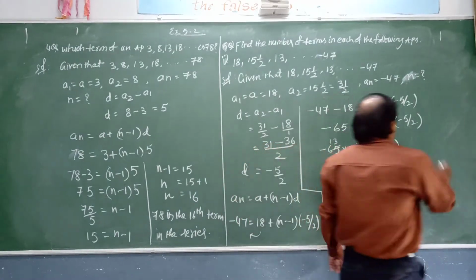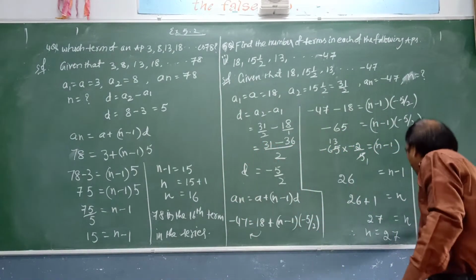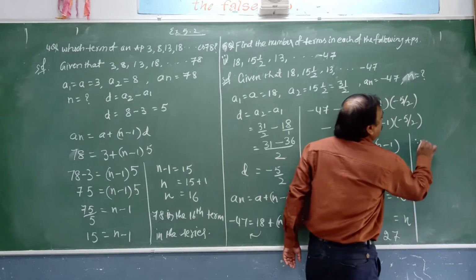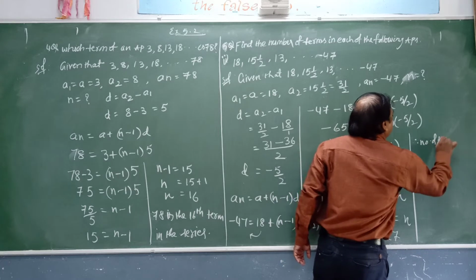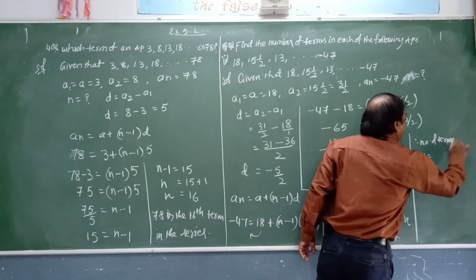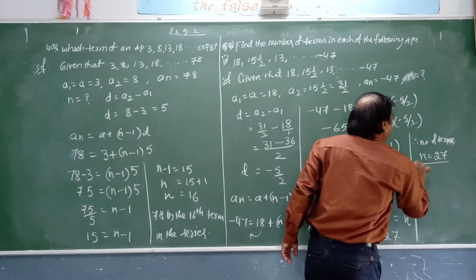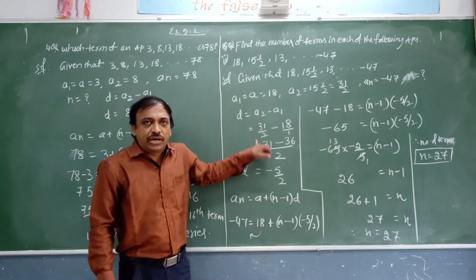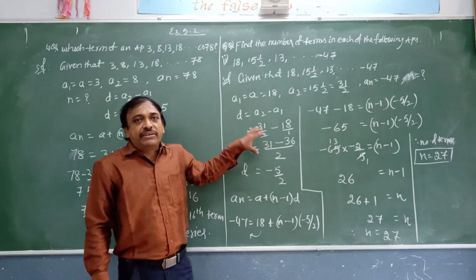So n is equal to 27. Then you have to write, therefore, the number of terms n is equal to 27. Do you understand how to find out the number of terms in the given series?